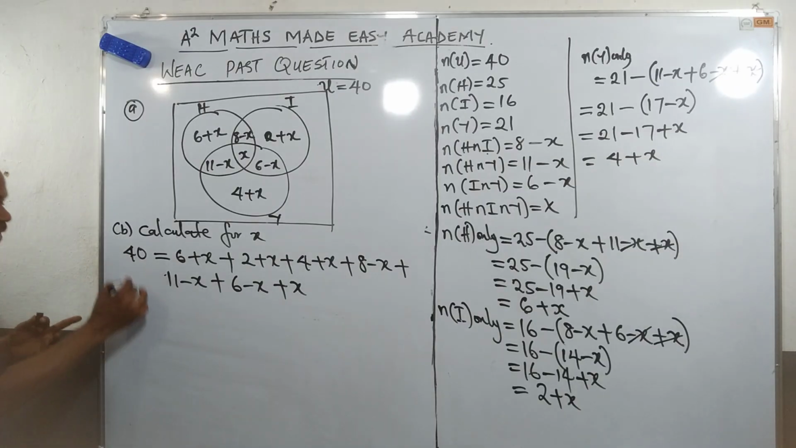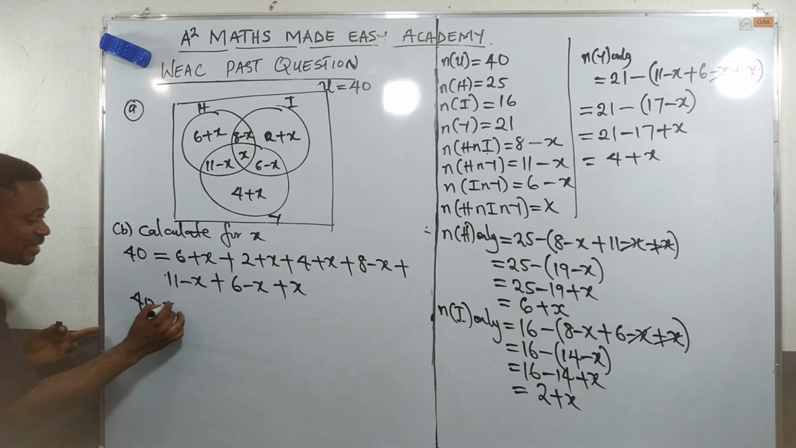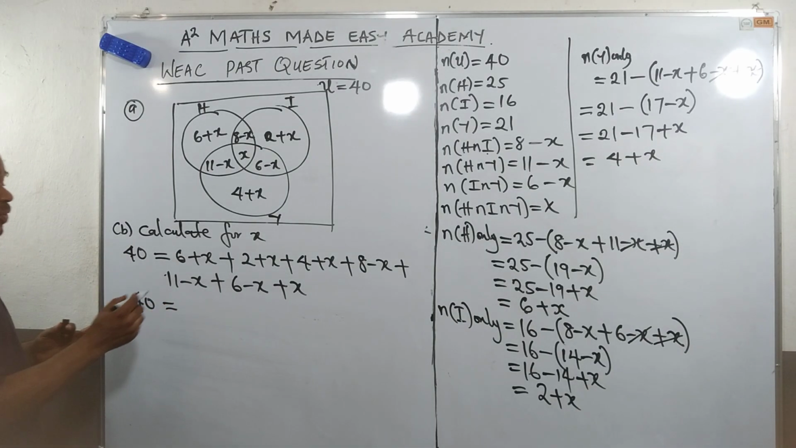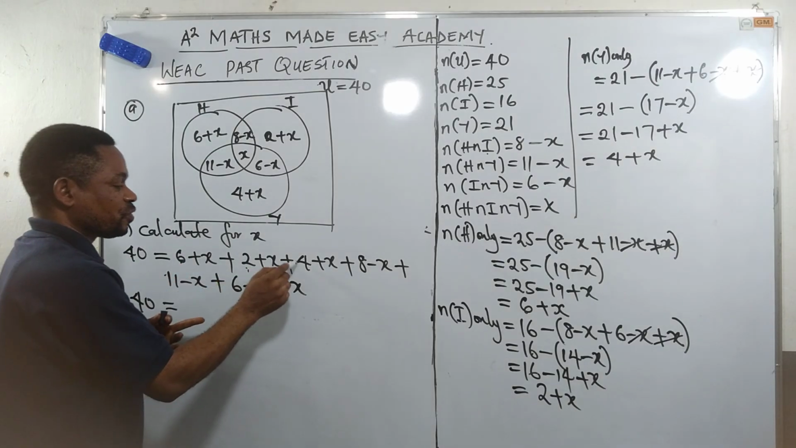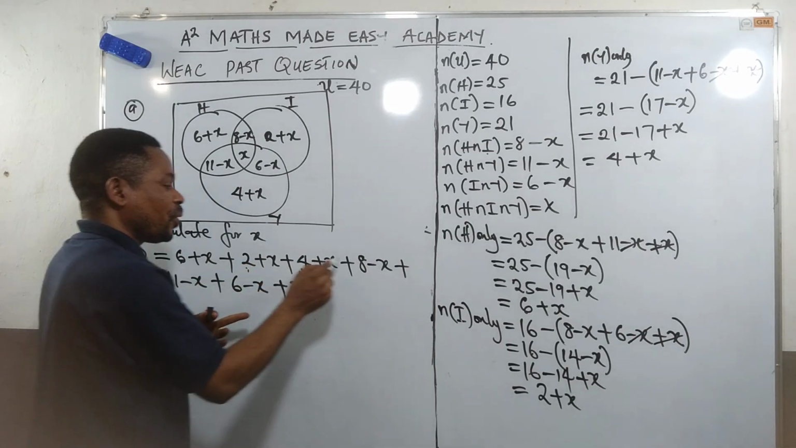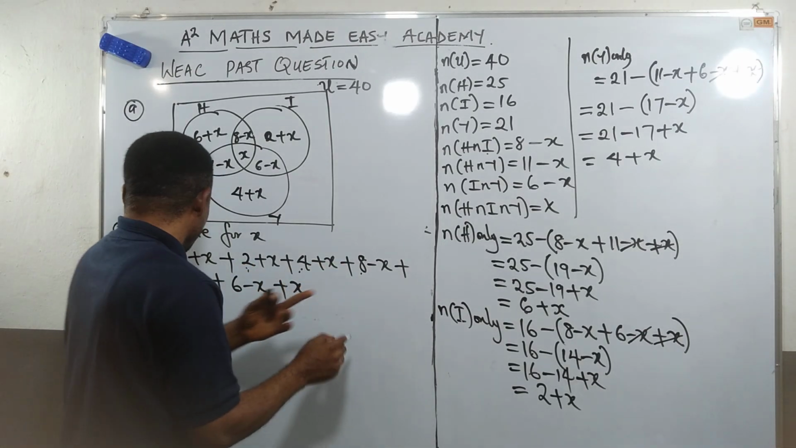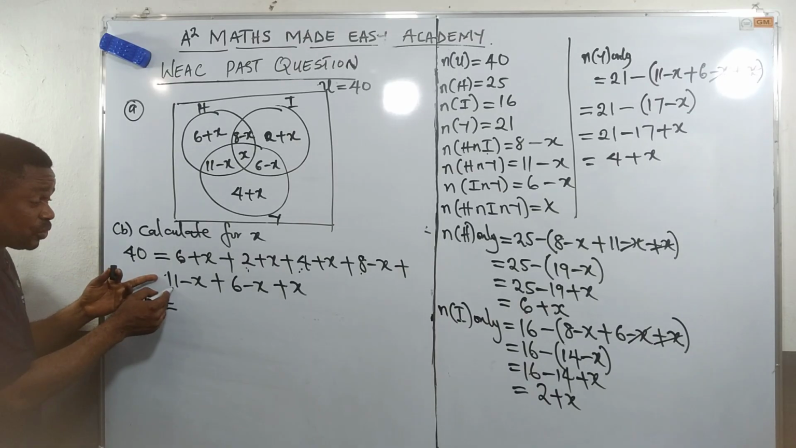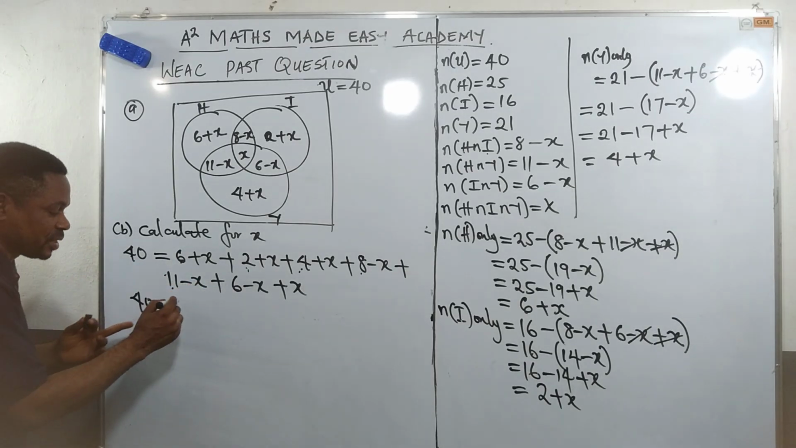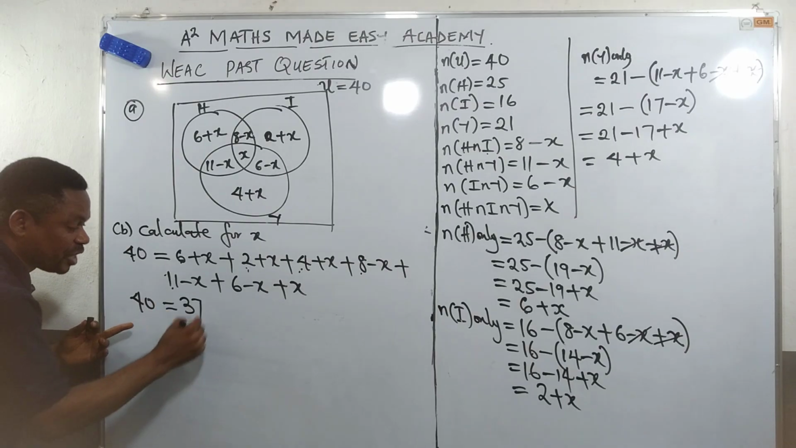What is the intersection? X. Now let's go. Can you see that here is 40, right? Then equal to. Let's add those numbers first. Let's start. 6 plus 2 is what? 8. 8 plus 4 is what? 12. 12 plus 8 should give you what? 20. And 20 plus 11 should give you what? 31. Then 31 plus 6 should give you what? 37. Are you with me now?